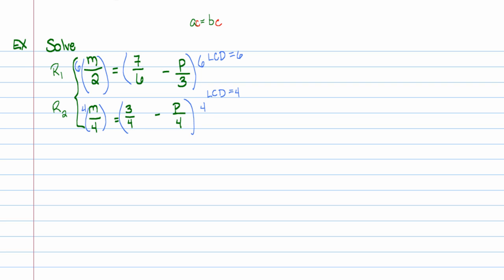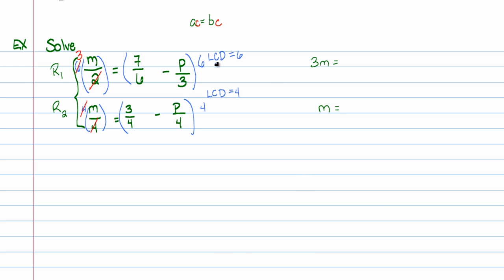When you do this, obviously the left-hand sides are pretty easy. 2 goes into 6 3 times. 4 actually goes into 4 once, so they cancel nicely. So row 1 ends up looking like 3m equals, and row 2 ends up looking like m equals.